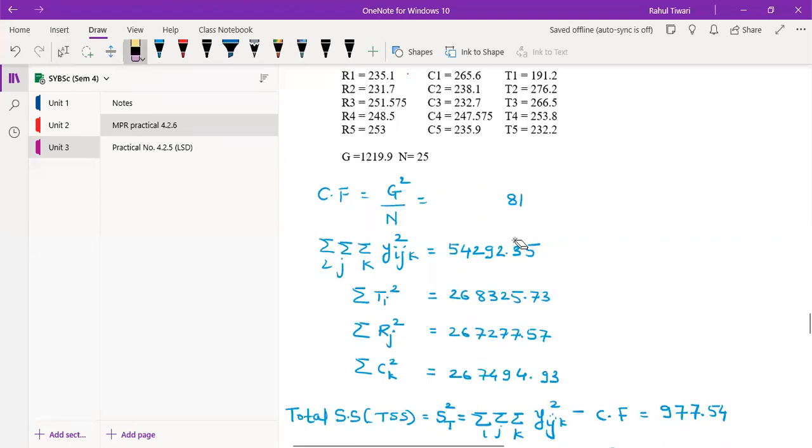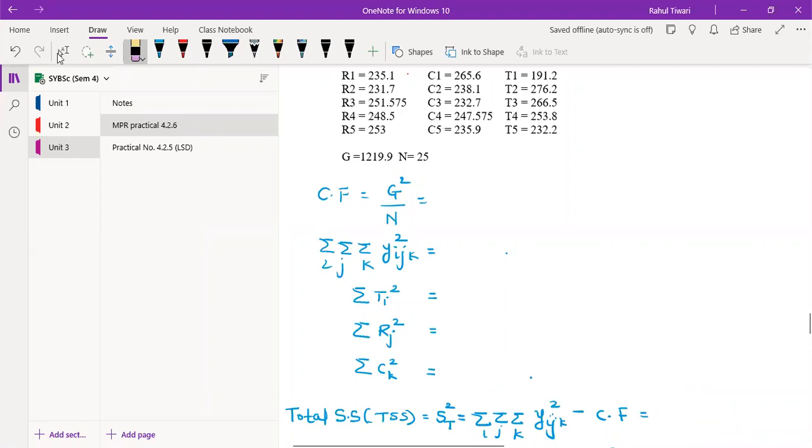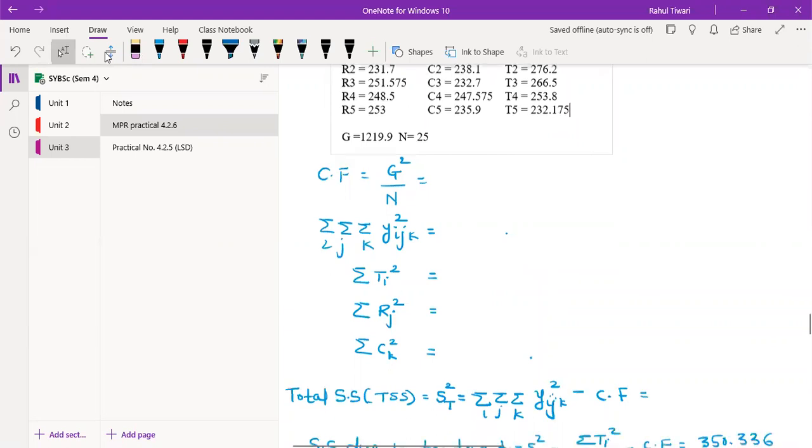Let's see whether P5 will change. Yes, the value will change. What answer are you getting for P5? 232.175. Yeah, because they approximated it to 2. That's right. Okay, fine. So you can calculate these values now.